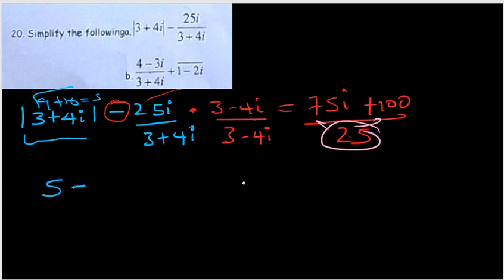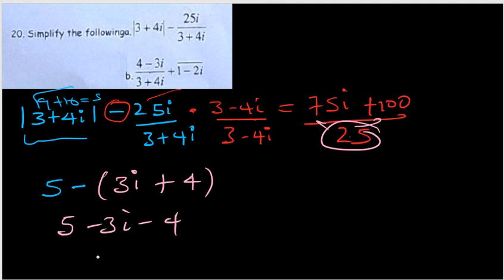So 75 over 25 will be 3i plus 4. Then this is going to be 5 minus 3i minus 4. So what I can have, 1 minus 3i. That is the simplest form, because these two are real. 5 minus 4 is 1, so 1 minus 3i will be the answer.